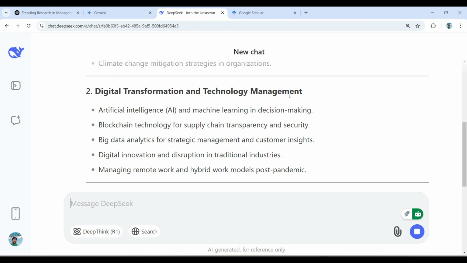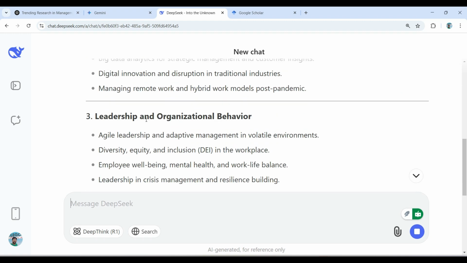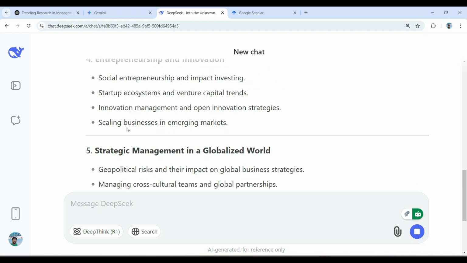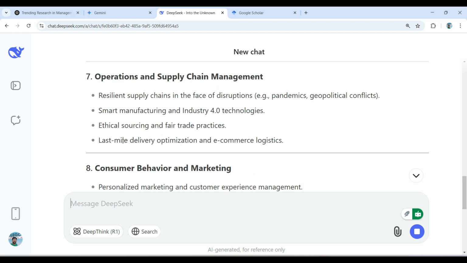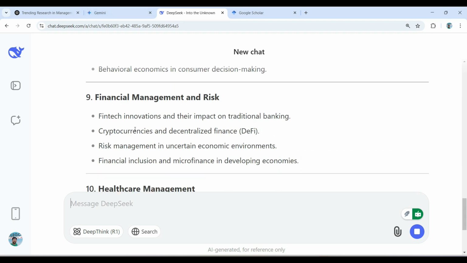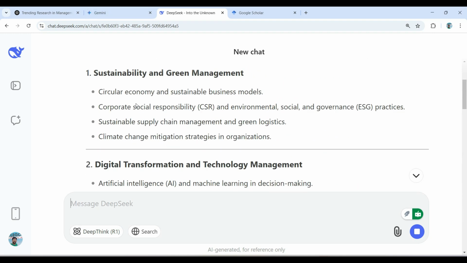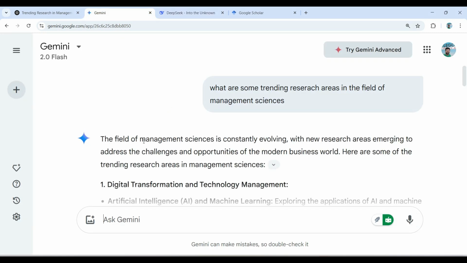So digital transformation and technology management, I think these are quite overlapping topics. As a matter of fact, it seems that DeepSeek is getting the same thinking, generating the same ideas as ChatGPT. Not that impressed by this response from DeepSeek, so I'm going to refer to Gemini.